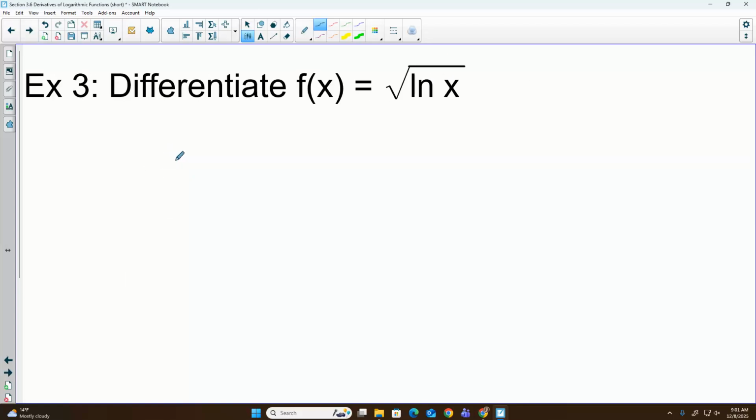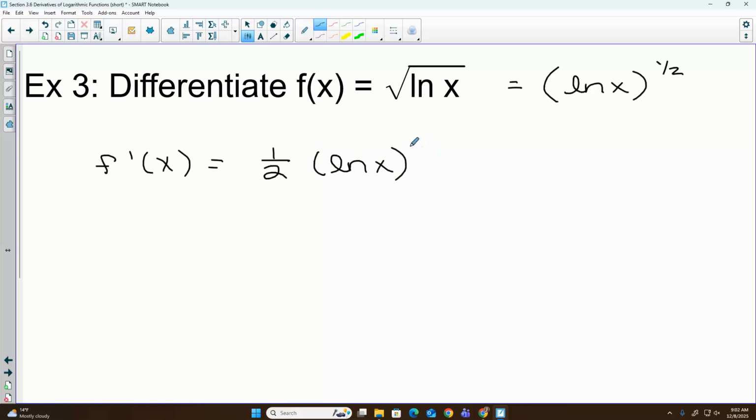Look at this one. How would we rewrite a square root? The square root of the natural log of x. So then if we're doing our derivative, we have to do the chain rule. So the exponent comes down, the inside stays the same, subtract 1 from the power, times the derivative of the inside. What's the derivative of natural log x?